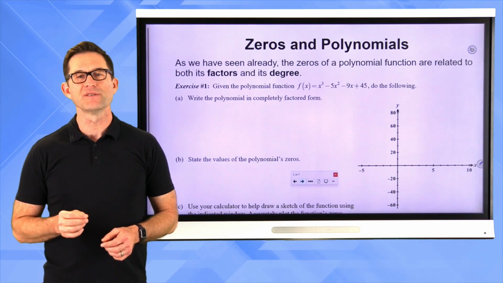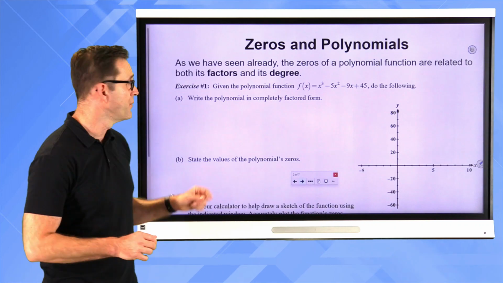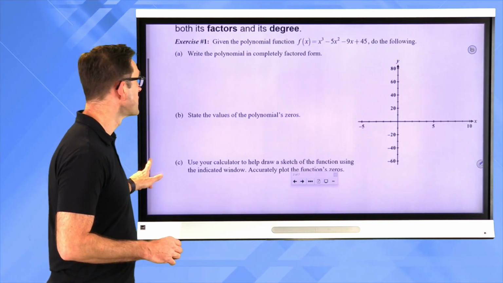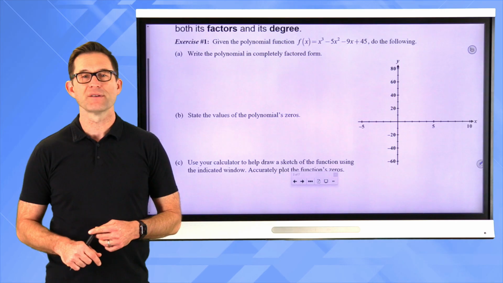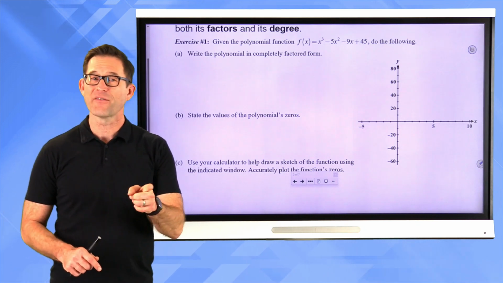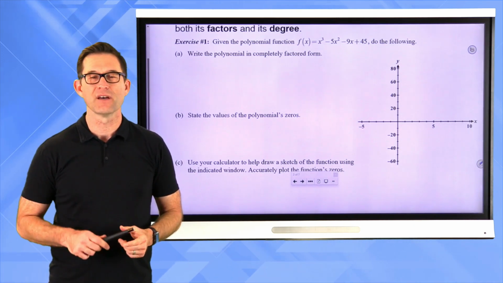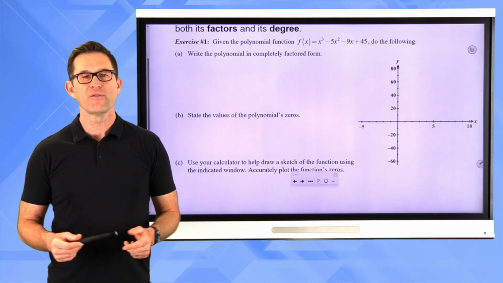As we have seen already, the zeros of a polynomial function are related to both its factors and its degree. Let's take a look at that in exercise number 1. Given the polynomial function f of x equals x cubed minus 5x squared minus 9x plus 45, do the following. Letter A, write the polynomial in completely factored form. Awesome. So what I want you to do is try to factor this, and hint, it's got 4 terms to it, so that should lend itself to a particular type of factoring that we've used repeatedly in this course. Take a few minutes to do that.